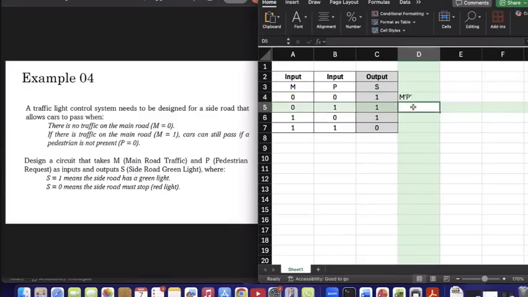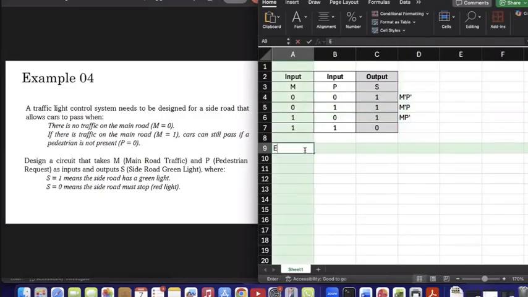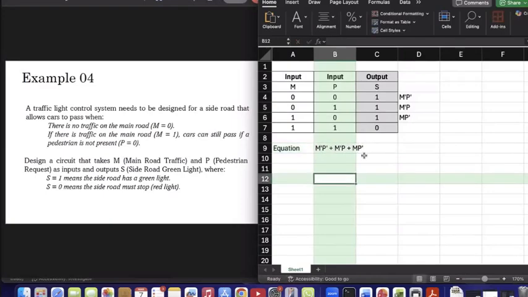Wait. Next line: M bar P, M P bar. Okay. Now what is the equation? You have to put a plus in the middle and write. M bar P bar plus M bar P plus M P bar. This is the equation.